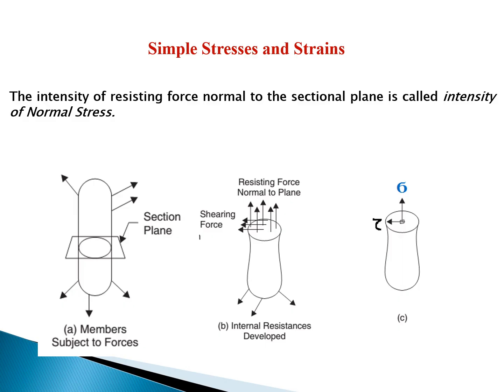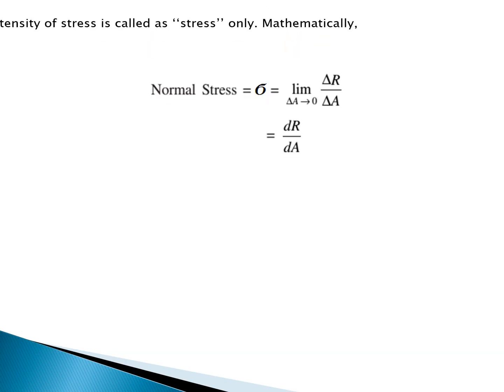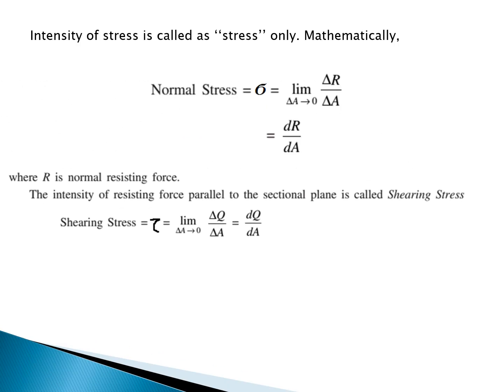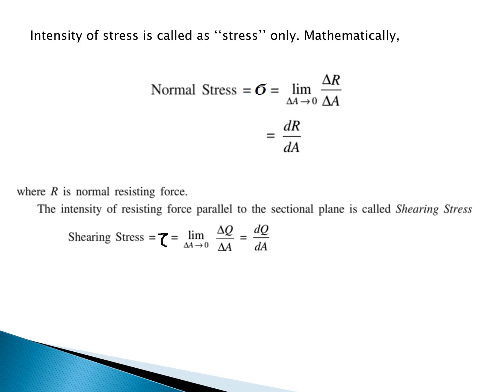In figure D, that is the internal resistance force developed, and there are two arrows. One arrow is up and another arrow is on the left hand side. And from figure C, it is clear that sigma is the direct stress and tau is the shear stress. Now intensity of stress is simply called stress. So mathematically we can express that.